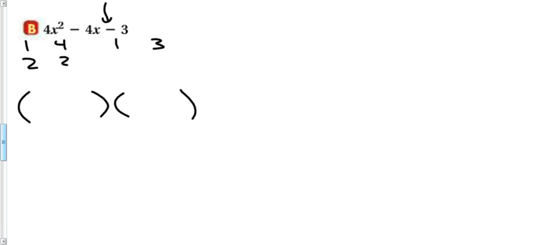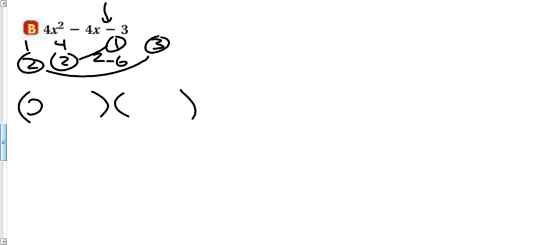1 and 4 don't work, so that means I have 2 times 1 is 2, 2 times 3 is 6, and I want it to be negative, so when I combine them, I have a 2 and a minus 6. So both of my first terms become 2x and 2x. I have a plus 2 and a minus 6. And it doesn't really matter where the 2 and the negative 6 go because we have a 2 in the beginning of both.